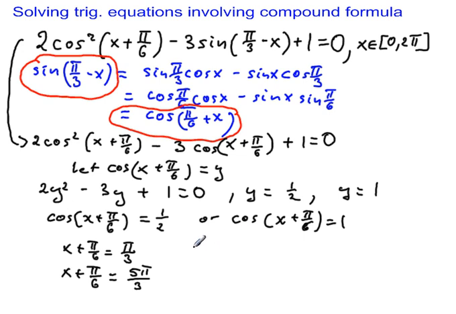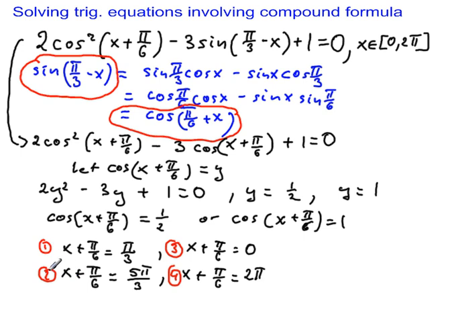Over here, cos of the angle is equal to 1. Cosine of an angle is equal to 1 when that angle, in our case x plus pi over 6, is equal to 0, or that angle x plus pi over 6 is equal to 2 pi. Okay, so now supposedly we have 4 roots. And let's finish off and solve for all 4.